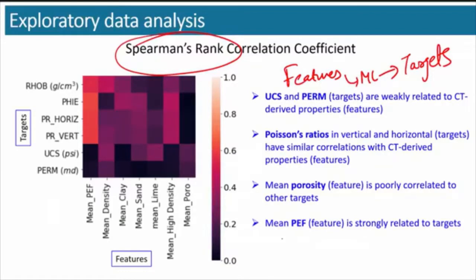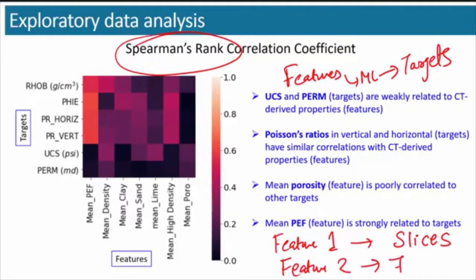In our case, we have two types of feature. Feature one are the CT scan slices. These are the raw images. This is feature set one. And feature set two are the 7 properties that were extracted by the service companies. So we have two different types of features. And these features are at very high resolution, 0.002 feet. This is important to remember.